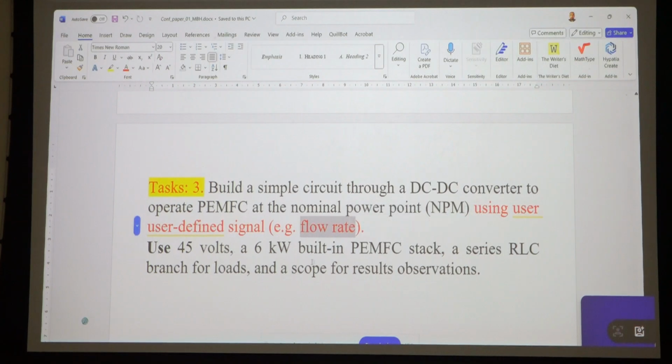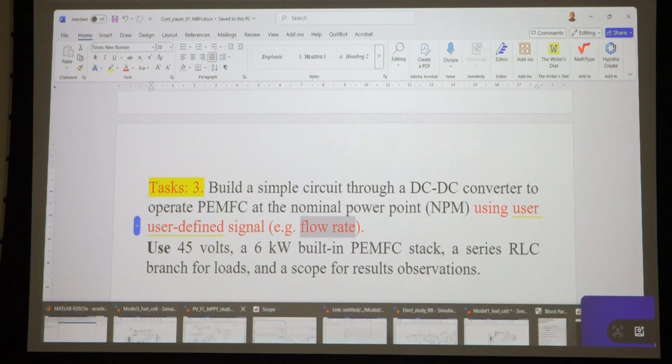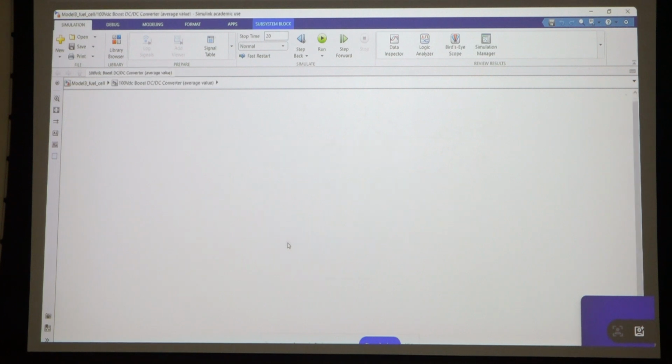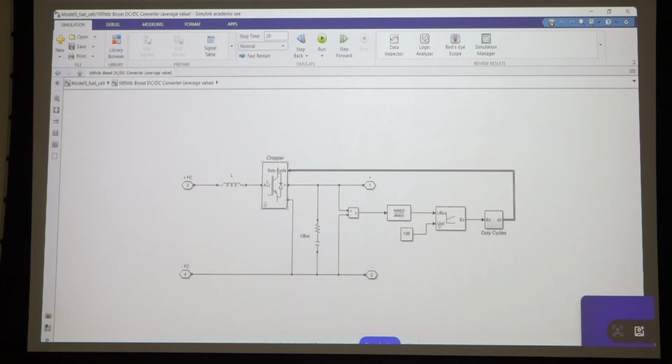So this is another thing, and for that I am explaining this one. This is the last task. You see this is the same circuit here. In between the fuel cell and load, I am inserting one DC-DC converter. That means this is the second one. So here we can see this is the DC-DC converter.